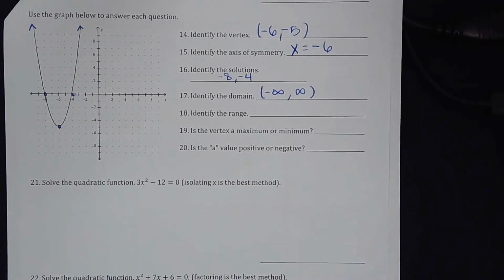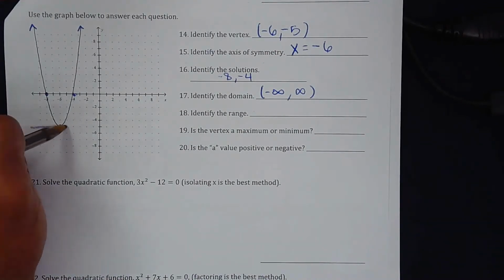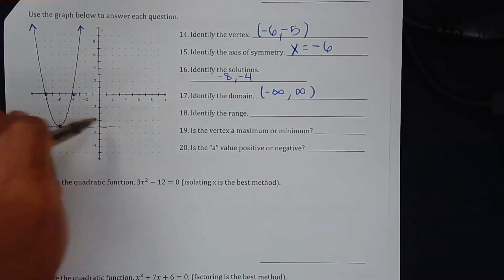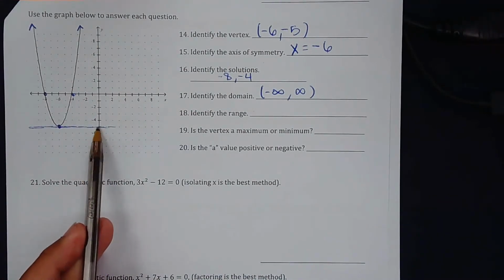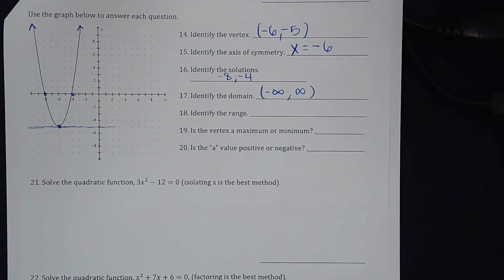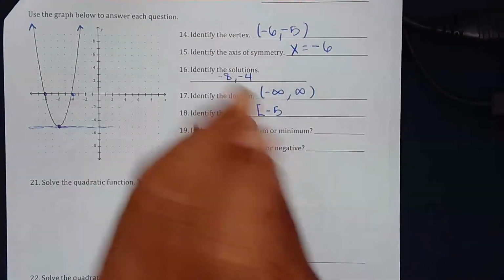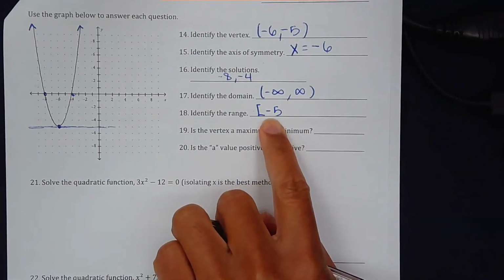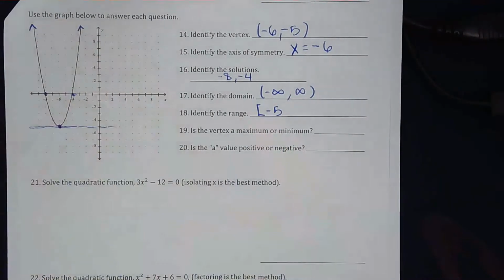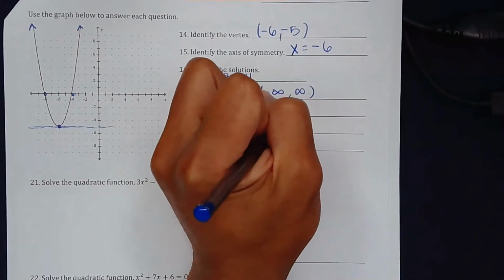All right, 18, identify the range. So we know that the range is from the lowest to the highest point. So the lowest point is our vertex. But remember, we're thinking about the y values now. So on our y-axis, that point is negative 5. So negative 5. Remember, with numbers, we use a bracket. And then it never stops growing, so it goes to infinity.